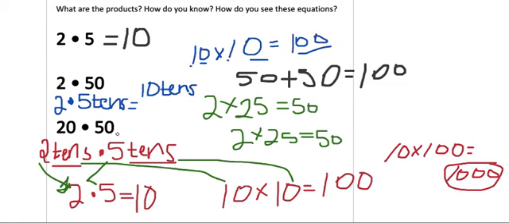5 tens. We have 5 tens, we have 2 tens. Remember that. There's a pattern. So even if numbers are getting larger, if they have 0 in the ones place, they are multiples of 10.